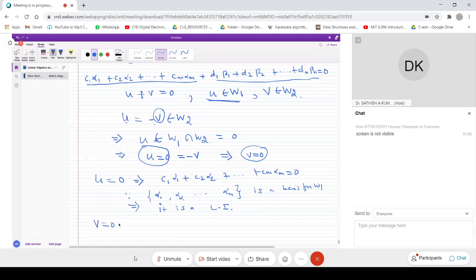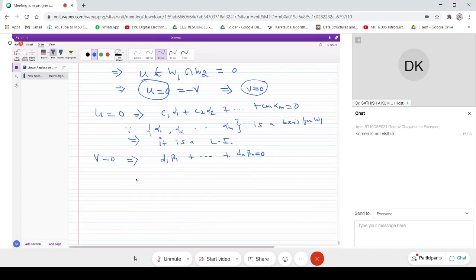Similar analysis, v equal to 0 implies that what? You will get d1 beta 1 plus etc. plus dn beta n equal to 0. So from this you can say that beta 1, etc. beta n are linearly independent. Okay, so therefore, since it is linearly independent, you can say that all these scalars are 0.